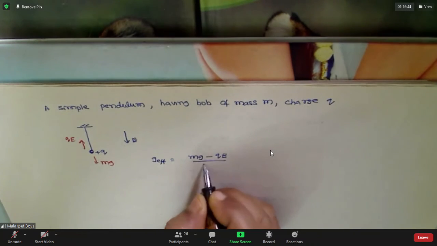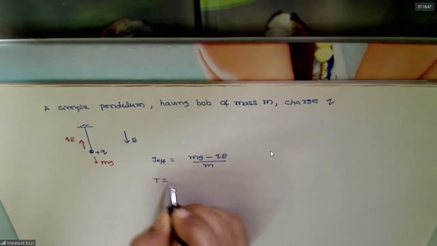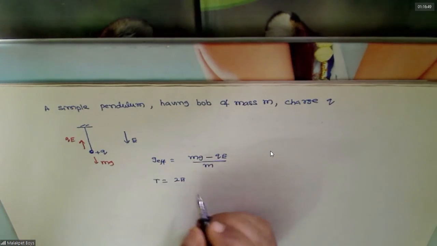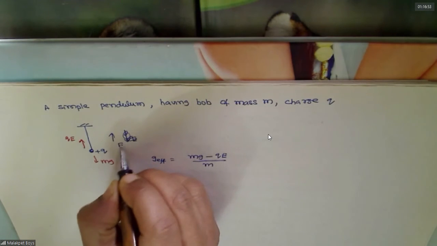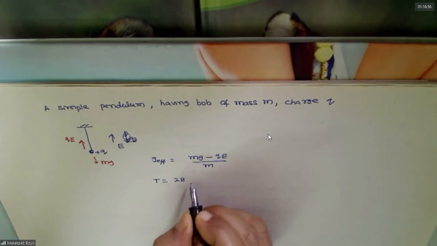One doubt, sir. Please, sir. Tell. Sir, Q is downward, no, sir? QE should be downward, no, sir? Yes, sir. Clear, sir. Okay. Yes, sir. Understood.